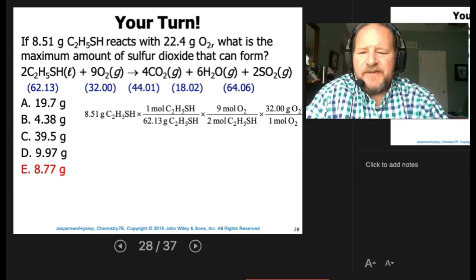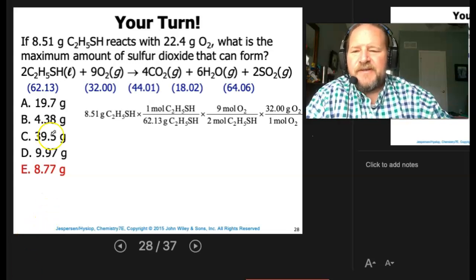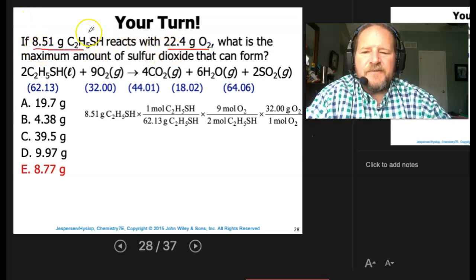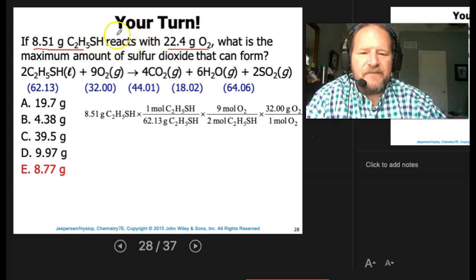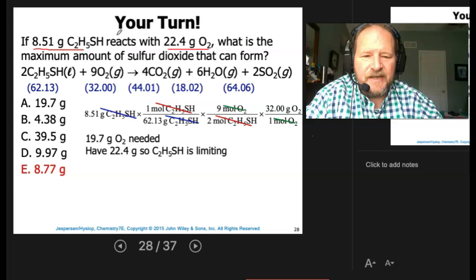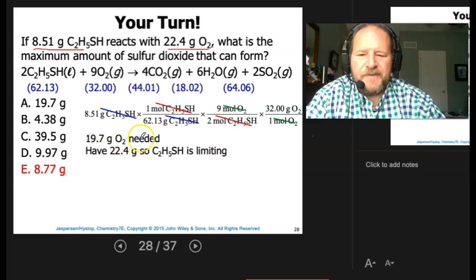So again, we're going to start with our C2H5SH, and we're going to compare that to the oxygen. If you're still not sure why I'm comparing those two, remember these are the two that they've given us masses for. So we had this much of this one and this much of that one, and we're going to figure out how much product we're going to make based on those two. That's why we're comparing those two together first. Once we do those two, that's going to tell us, after everything cancels out, how many grams were needed. So here we see we had 19.7 grams of oxygen needed based on the 8.5 grams of the C2H5SH. Now, in the question, we're told we have 22.